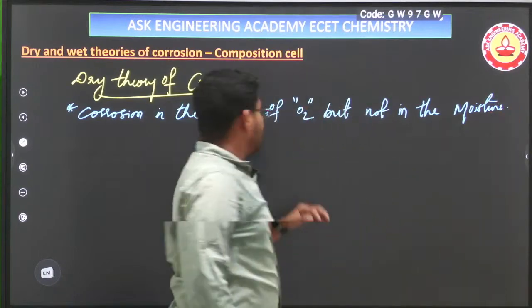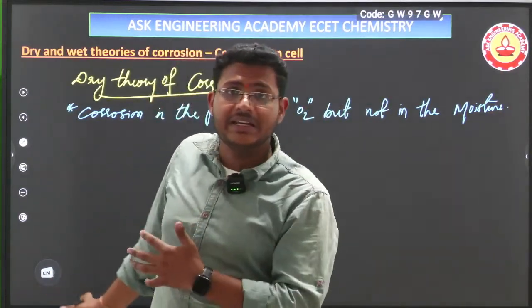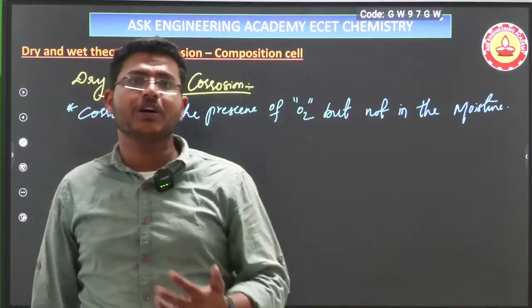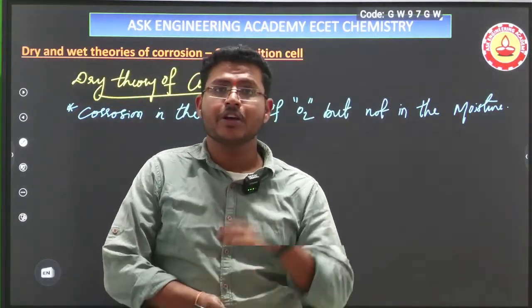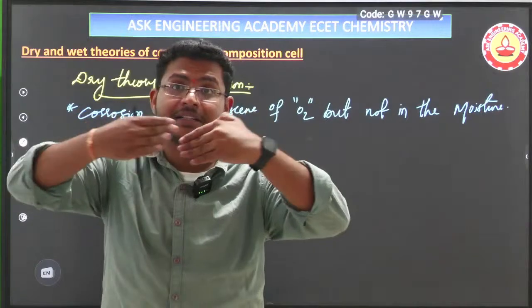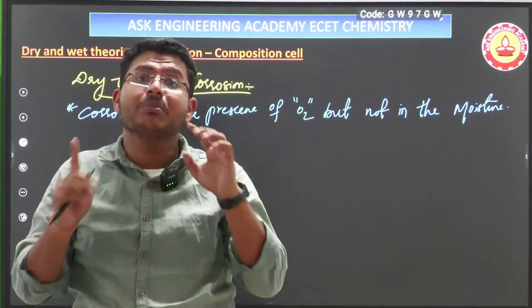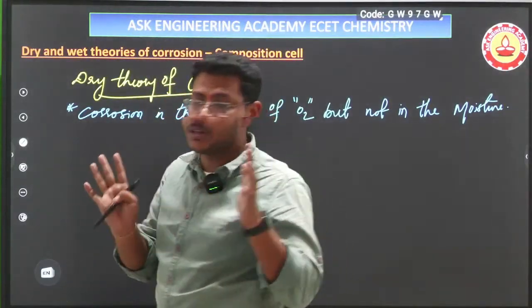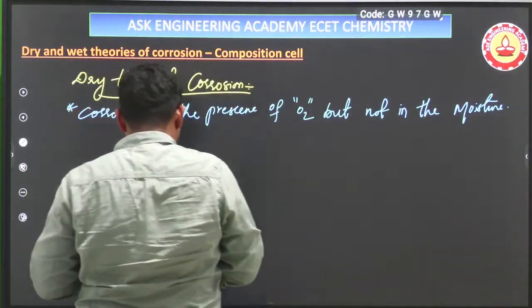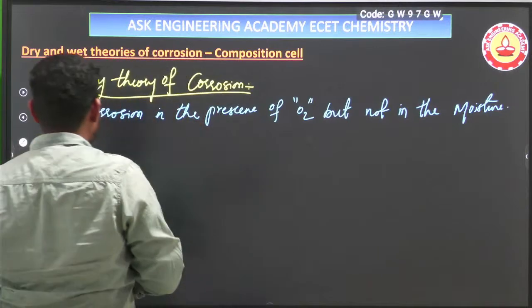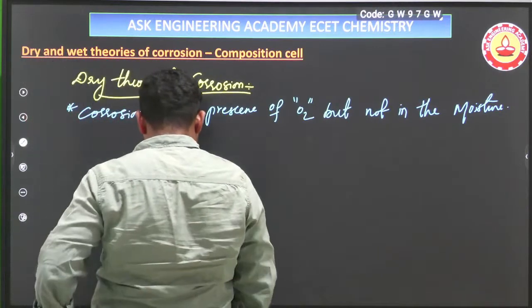Moisture. That means the corrosion, dry theory explains that it is a process of corrosion that usually happens when the metallic surface directly interacts with atmospheric gases, even in the absence of moisture or water vapor. So that is called the dry theory of corrosion. The best example.